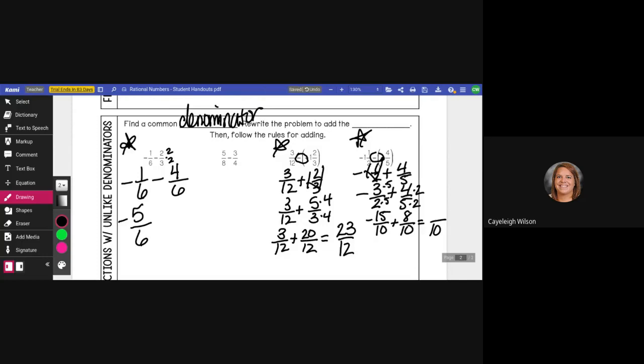And then I'm going to look just at the numerators. Negative 15 plus 8. So those are different signs. So I'm going to subtract. So 15 minus 8 is 7. 15's bigger. It's negative. So it's negative 7 tenths. And that does not reduce.